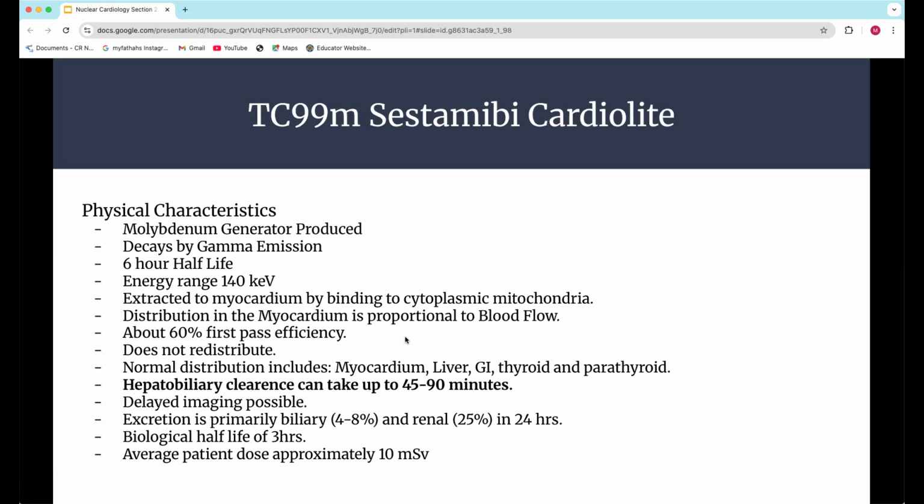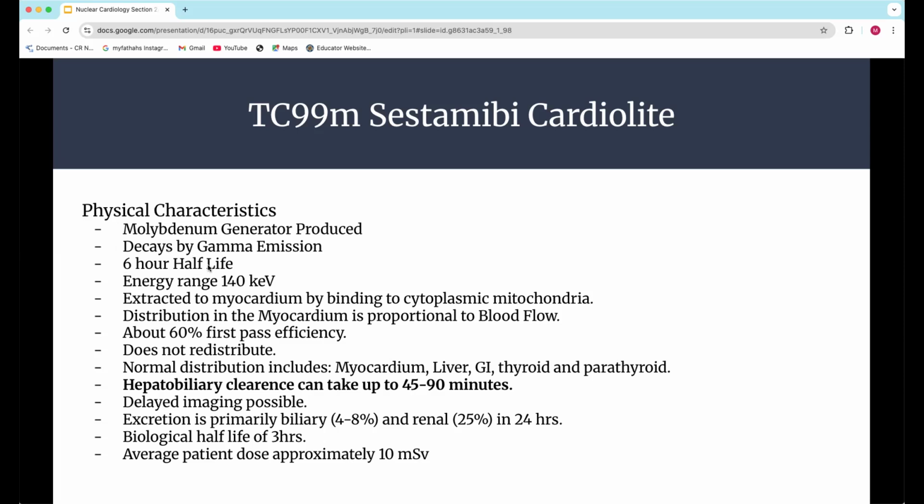Okay, next one is sestamibi or Cardiolite. So this is technetium. In terms of the nuclide itself, you guys are probably well familiar with this by now, but produced in a molybdenum generator, just like all other tech products, decays by gamma emission. So now we're using gamma. We're not using any kind of characteristic x-rays anymore, and that's good because that means we've got an energy range of 140 keV. So our collimators like it better. We can produce pretty good images out of that.